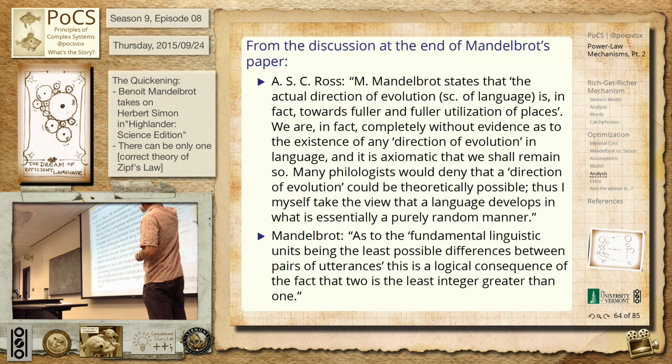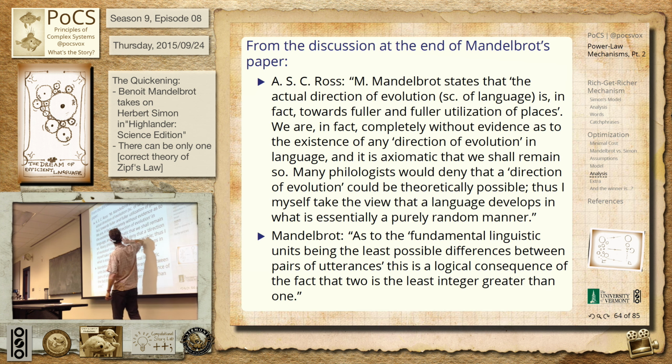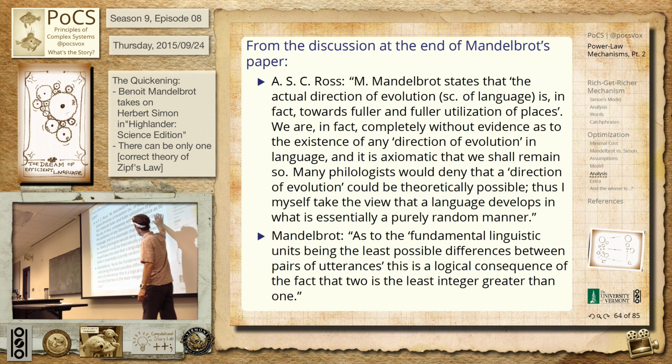So this is a bit long, but basically, Mandelbrot states that the actual direction of evolution is, in fact, for language, towards fuller and fuller utilization of places. It's a bit funny. We're in fact completely without evidence as to the existence of any direction of evolution in language. It's a pretty strong statement, right? And then goes on, axiomatic that we shall remain so. People would deny a direction of evolution could be theoretically possible.